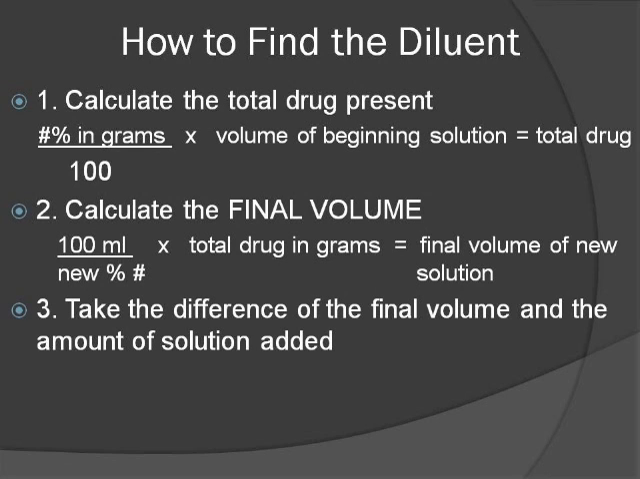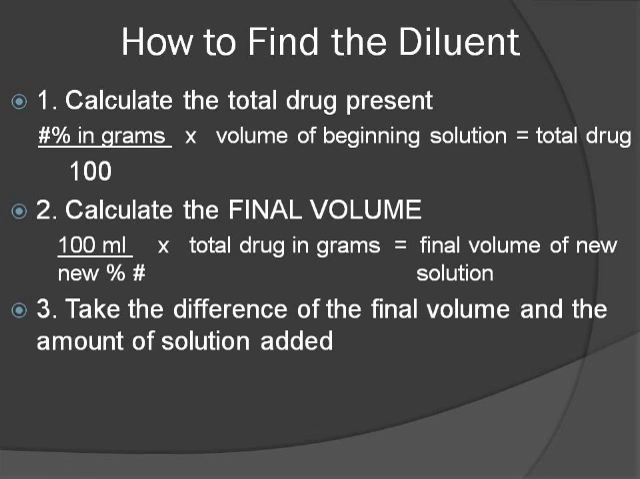First, we're going to calculate the total drug present in the beginning solution. It might be helpful to isolate that beginning solution, if you have to circle it, or do what you have to do, so that you can single out that starting amount of solution. You'll take the percent over 100, and then multiply it by the volume of the beginning solution. That gives you the total drug.